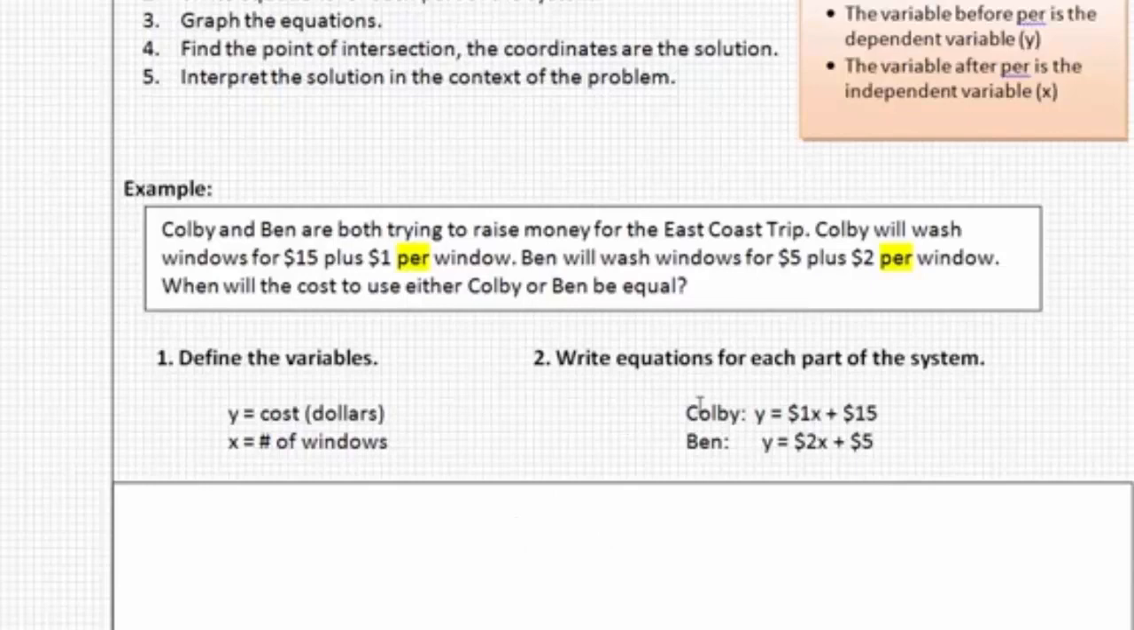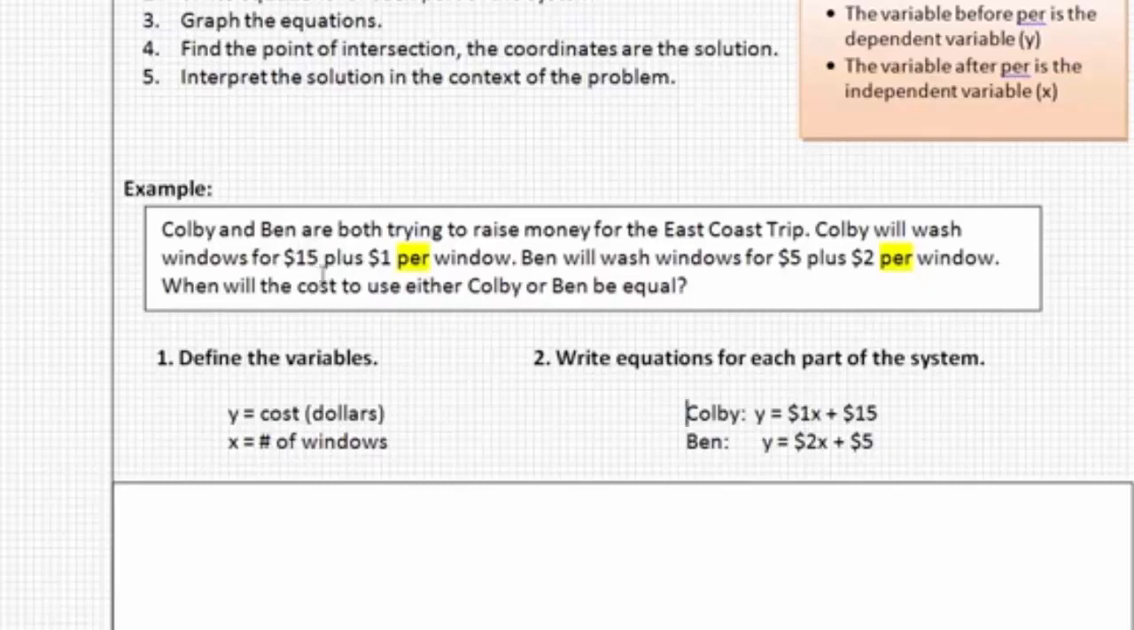So Colby, and again, writing equations, we're writing them in y equals mx plus b. So if y is the cost, I'm going to start there. And he's $1 per window. That's my m variable, right? That's my slope. So it's $1 per window. That's the rate at how much he charges.